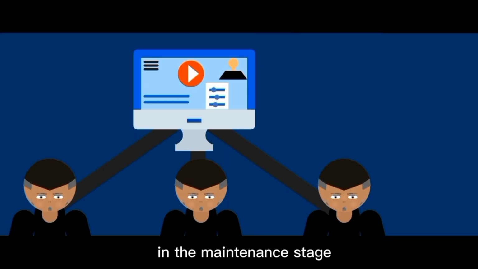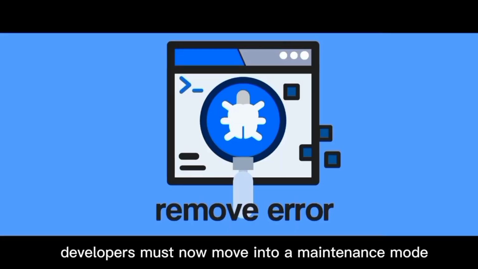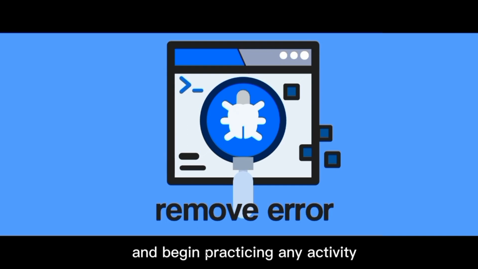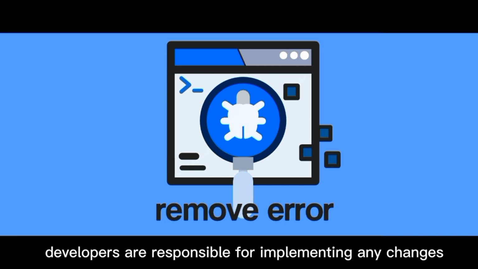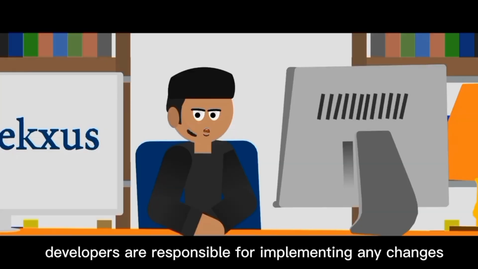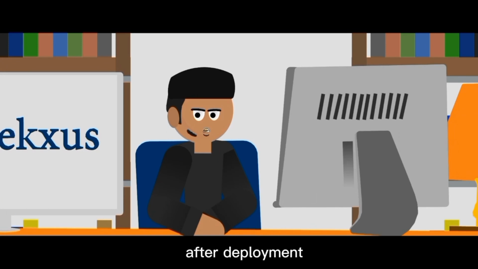In the maintenance stage, developers must now move into a maintenance mode and begin practicing any activity required to handle issues reported by end users. Furthermore, developers are responsible for implementing any changes that the software might need after deployment.